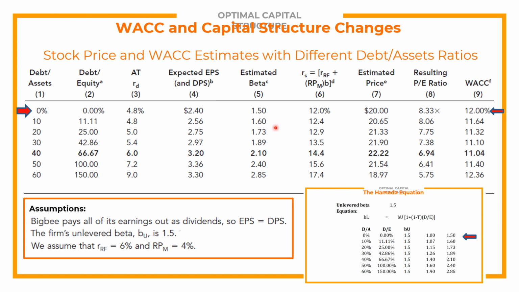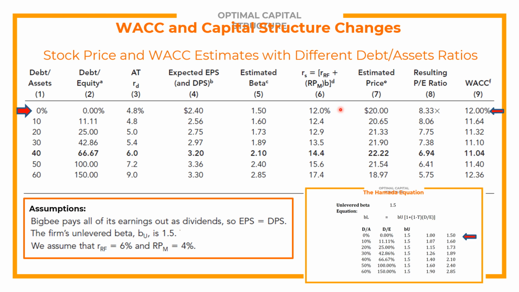Okay, so now we have the beta that we have computed but also given for unlevered 0% debt, 1.5. Then we compute the cost of equity using CAPM. The risk-free rate 6% plus the risk premium multiplied by the beta. So risk premium of 4% multiplied by 1.5. Okay, so we have 4 times 1.5, so we have 6 plus 6%. So our cost of equity will be 12%.